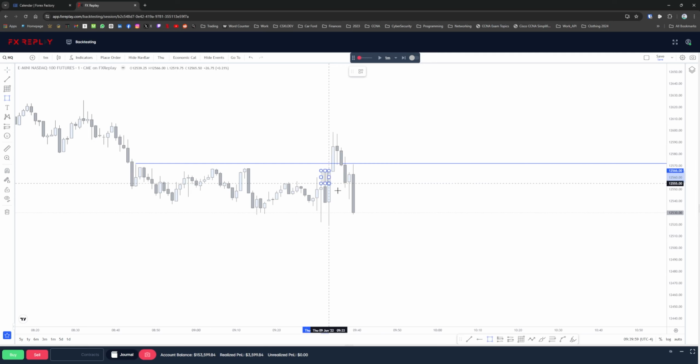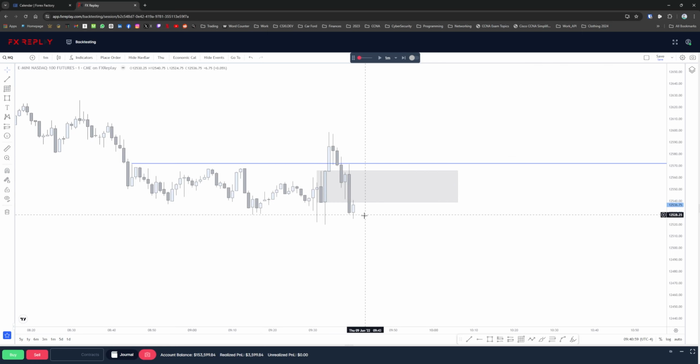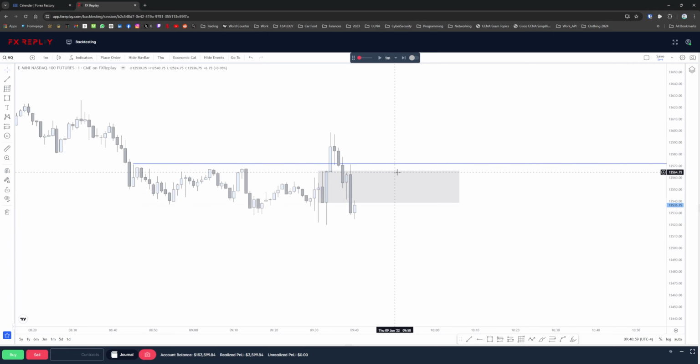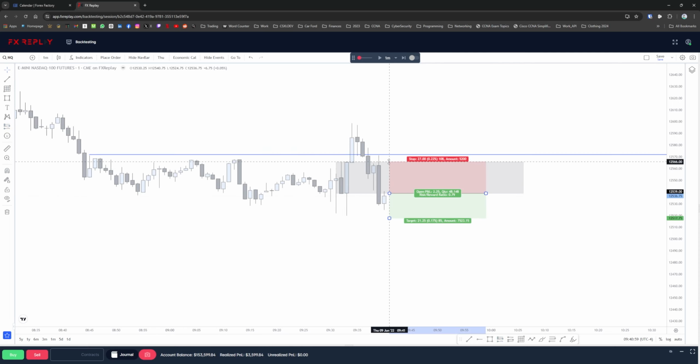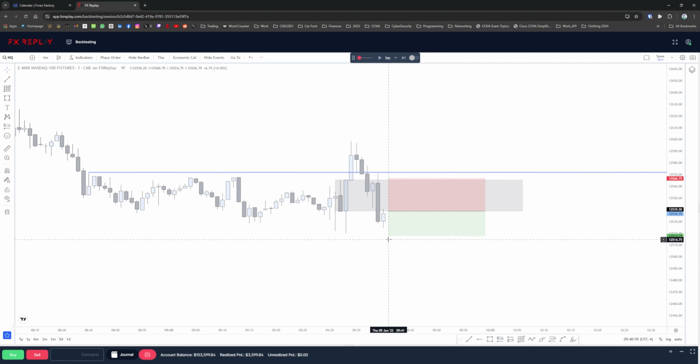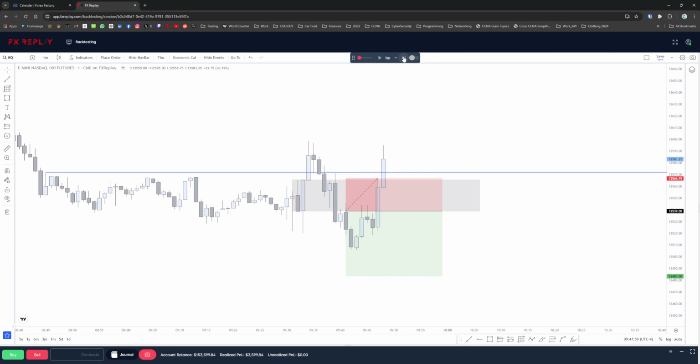Would I call that the breaker block? There's not an FVG there. No, there's not an FVG. Tell a lie. There is an FVG aligned to that. I wouldn't take this. I'm just not sure. I'd simply just skip. But we can forward test. Would have got stopped out there.